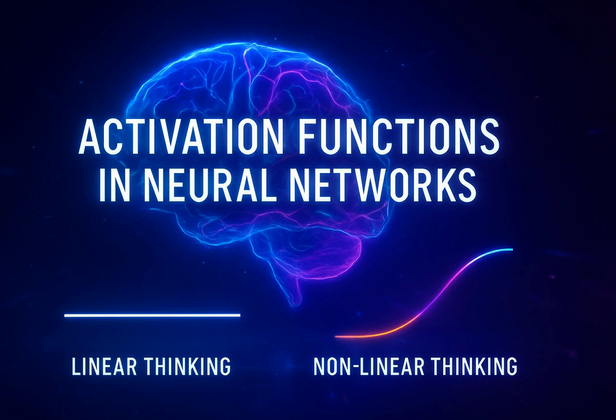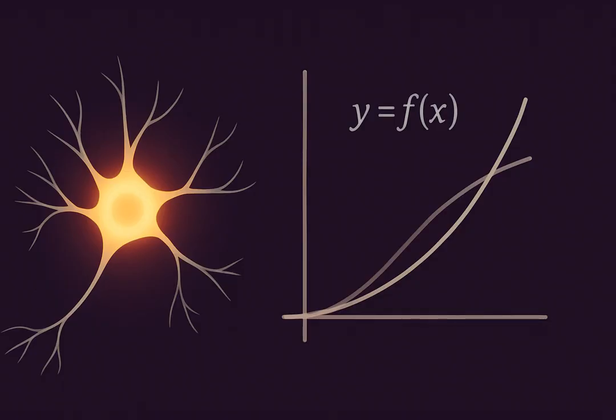into intelligent decisions. Activation functions are mathematical formulas that decide whether a neuron should fire or not. They introduce nonlinearity, which allows neural networks to learn complex patterns. Without them, your network would just be a boring linear equation, unable to recognize images, voices, or even text.